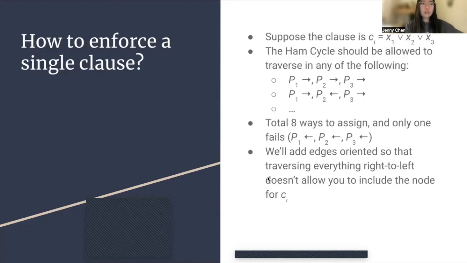Okay, so then the question is, how do we enforce such a single clause? Suppose we have a clause here, x1 or x2 or x3. It's pretty easy to see the only thing that's going to fail is if you have all three variables assigned to false, which is basically saying you can traverse however you want to, unless everything goes from right to left, which is this case here. So how do we add edges so that when we're traversing everything from right to left, it doesn't allow you to include the node for this particular clause?